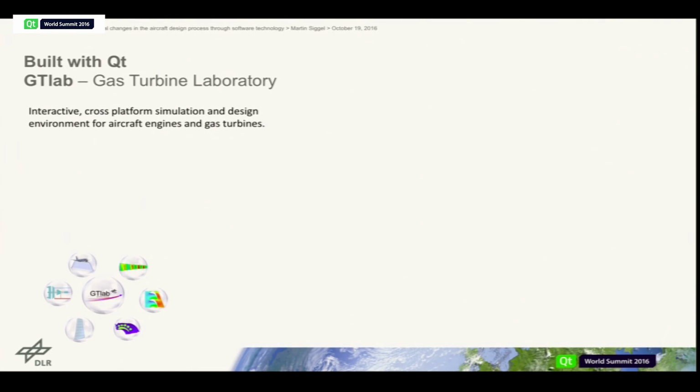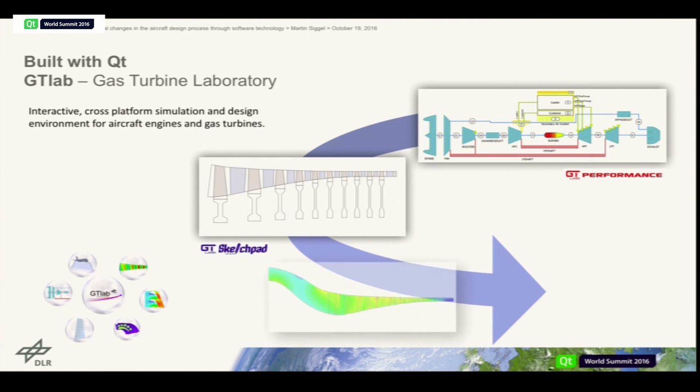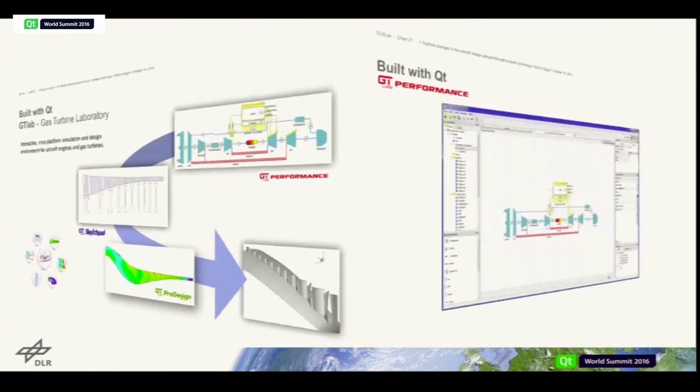One really nice tool we were developing is GTlab. It's a software which allows you to design aircraft engines. It's interactive, cross-platform using Qt, and it allows you to create aircraft engines and gas turbines. And it has three major parts, each of these parts reflecting the aircraft design process. The first part is GTlab Performance. Then we have the Sketchpad and GTlab Pre-Design.